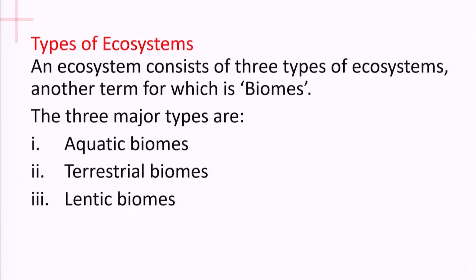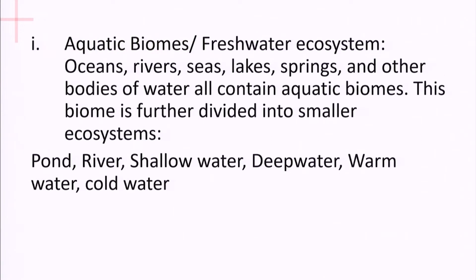An ecosystem consists of three types of ecosystems named as biomes. The three major types are aquatic biomes, terrestrial biomes and lentic biomes. Aquatic biomes of freshwater ecosystem include the oceans, rivers, seas, lakes, springs and other bodies of water. All of them contain aquatic biomes. These biomes are further divided into smaller ecosystems such as pond, rivers, shallow water, deep water, warm water, cold water.